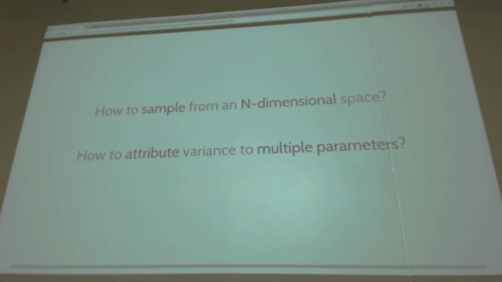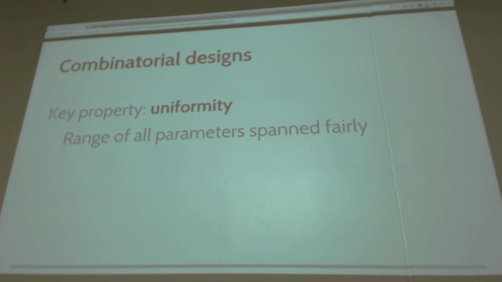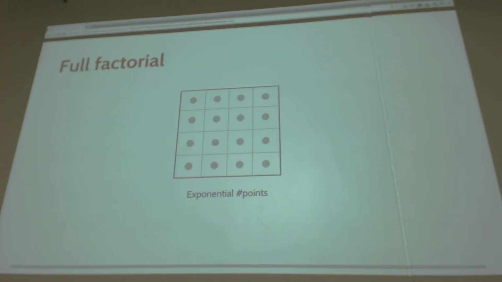Right. So how do we extend this to a space that has a lot of dimensions? And how do we attribute variance to more than one factor? Here's how we do that. We're going to talk about combinatorial designs. It is a class of experiment designs that have some interesting combinatorial properties with respect to covering a multidimensional input space. The simplest possible design is the full factorial design.